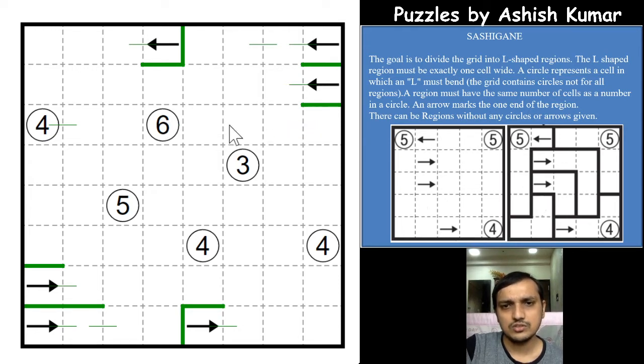So let us mark a thick line indicating that it cannot form a cell here, it cannot form a region here. As we have already said, if one of the adjacent cells is not part of the region, the opposite cell has to be part of the region if it is a circle cell. We got the circle cell.